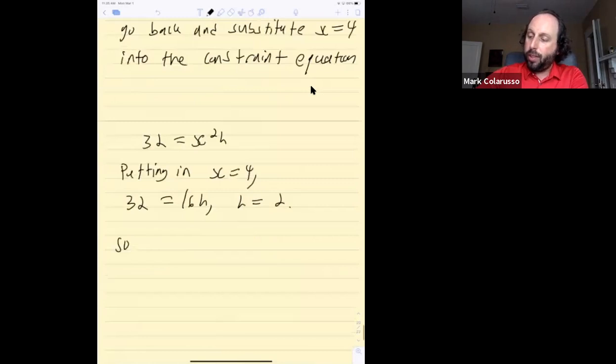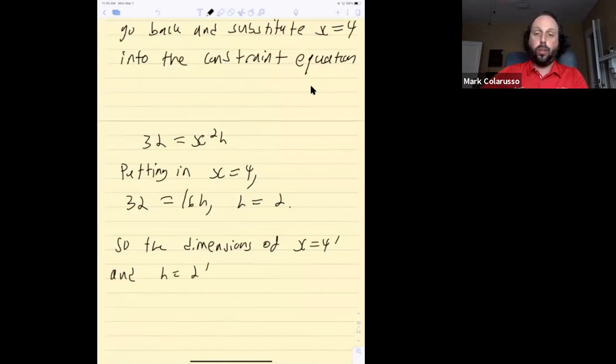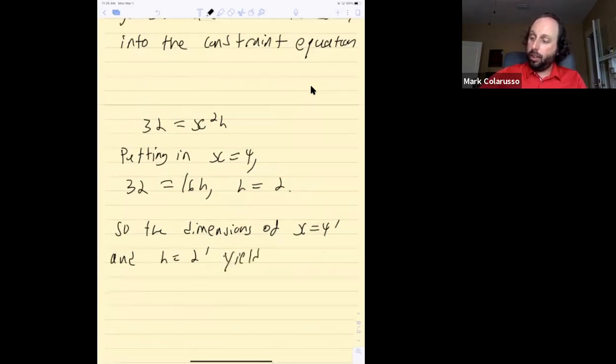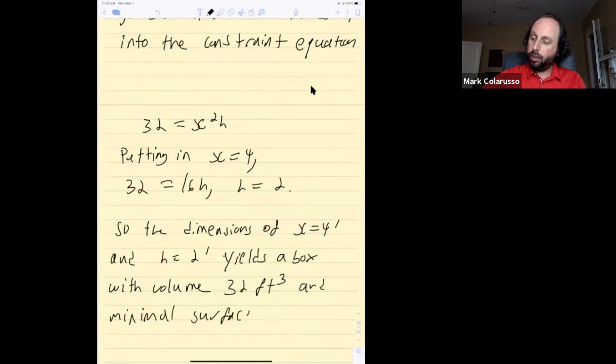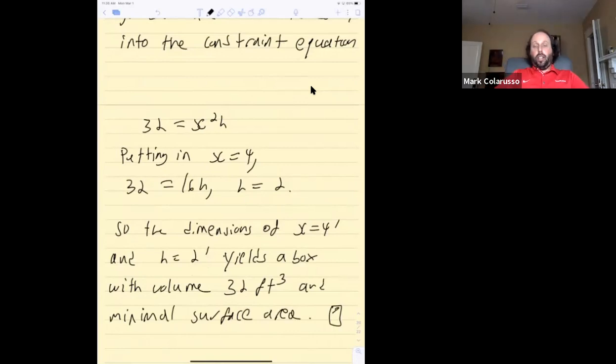So the dimensions of x equals 4 feet and h equals 2 feet, so the height of the box being 2 feet and the base being 4 feet, yield a box with volume 32 feet cubed and minimal surface area. Okay, so that's the end of that.